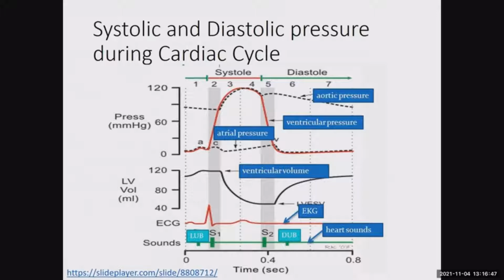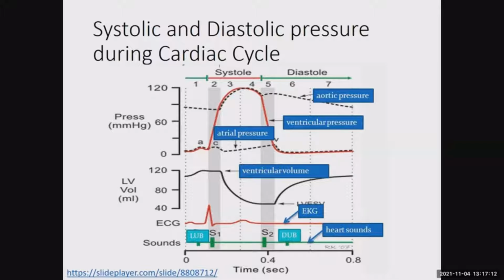Now, keep in mind that what we're going to be looking at in terms of blood pressure is what can be measured out in the periphery. So what we can measure out in the arteries, either during ventricular contraction, corresponding to systole, or during the relaxation and refilling of the heart during diastole.